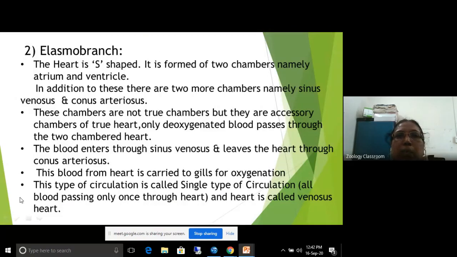So we see the description. In addition to this, there are two more chambers, namely the sinus venosus and conus arteriosus. These chambers are not true chambers, but accessory chambers of the true heart. Only impure blood passes through the two-chambered heart. The blood enters through the sinus venosus and leaves the heart through the conus arteriosus. This blood from the heart is carried toward the gills for oxygenation or purification. This type of circulation is called single circulation, meaning all blood passes only once through the heart, and this heart is called a venous heart.